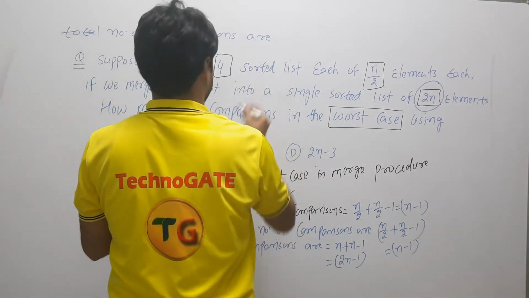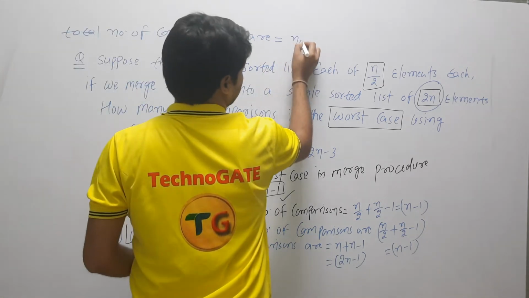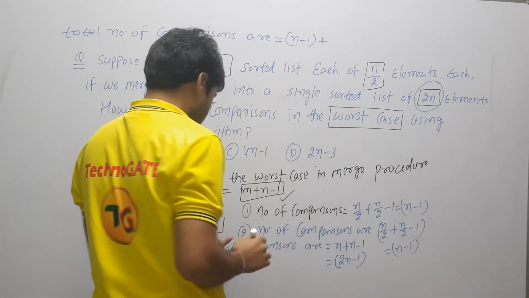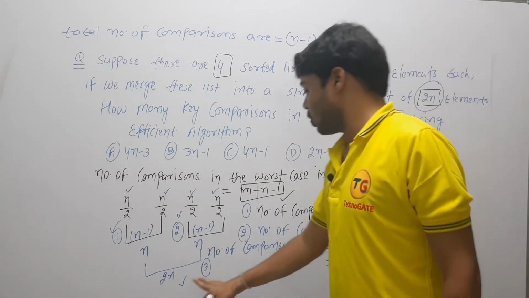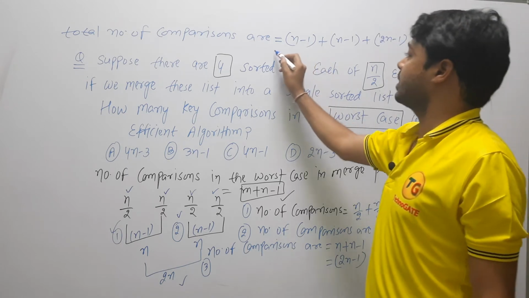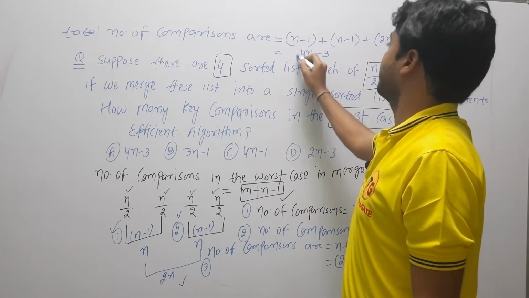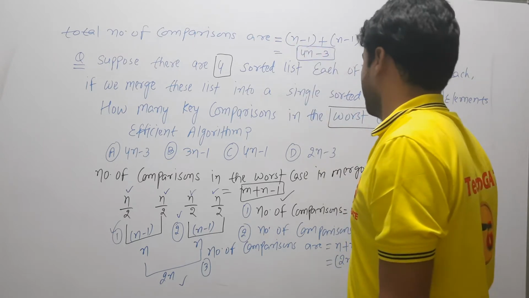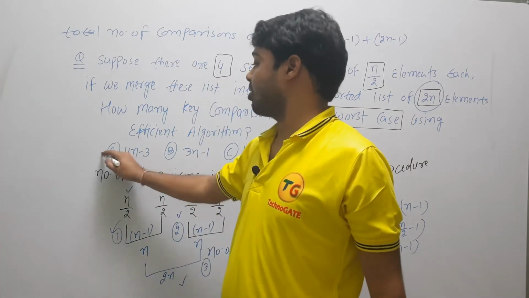So here n minus 1 for this one, n minus 1 plus here n minus 1 plus 2n minus 1 comparisons are this one, 2n minus 1 here. So how much here? There are n plus n, 2n, 2n, 4n, and minus 3, so 4n minus 3 comparisons. So how many are there? A is the correct answer. So A is the correct answer here.